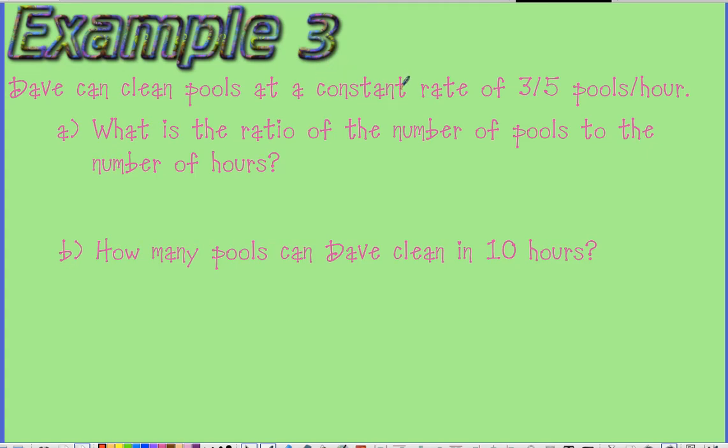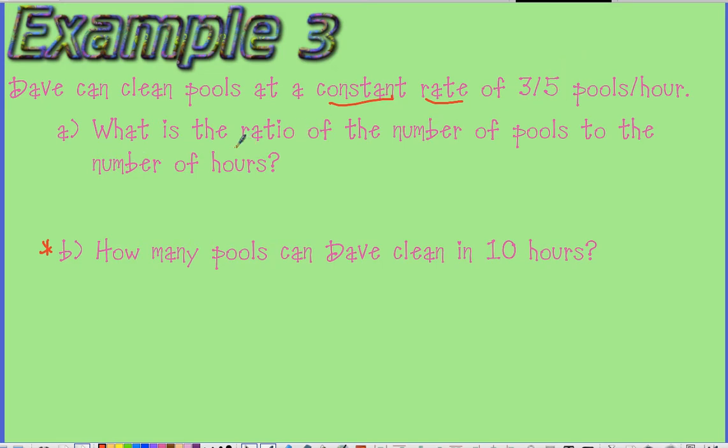Dave can clean pools at a constant rate, so constant rate means that it doesn't change, he doesn't go faster or slower, of 3/5 pools per hour. 3/5 pools per hour. Okay, so again, this sounds like a value, so you can kind of treat it like a value in terms of creating an equation, so keep that in mind when we go to B.